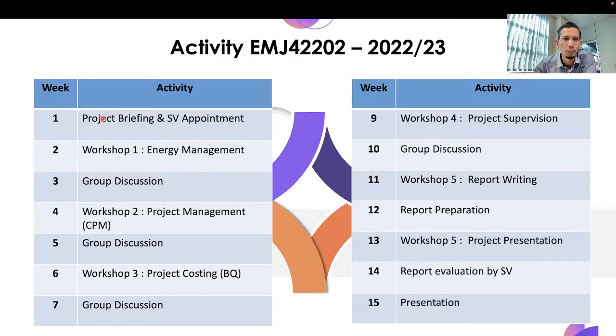So this week is project briefing, and then SB appointment, and then next week project energy management, and then group discussion. So during group discussion, you just go to find your supervisor, either by Google Meet or face to face, no matter. You can discuss in whatever medium you prefer, but at least 3 times this week. And then week 4 we have workshop number 2, which is project management. And then week 5 again you find your supervisor, group discussion.